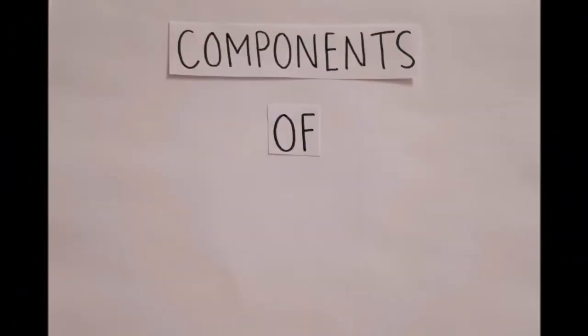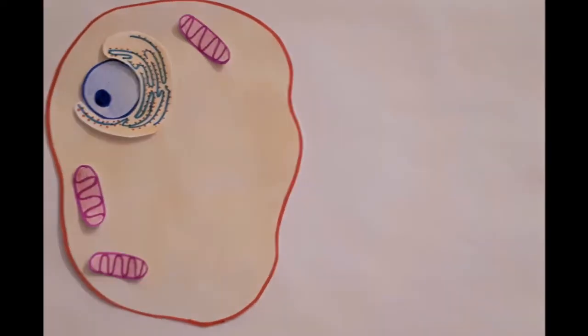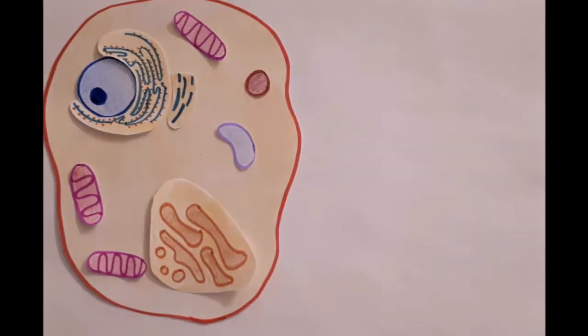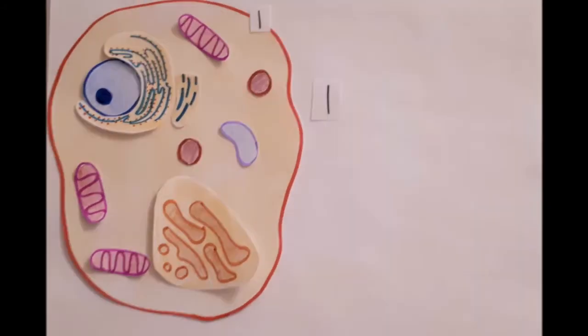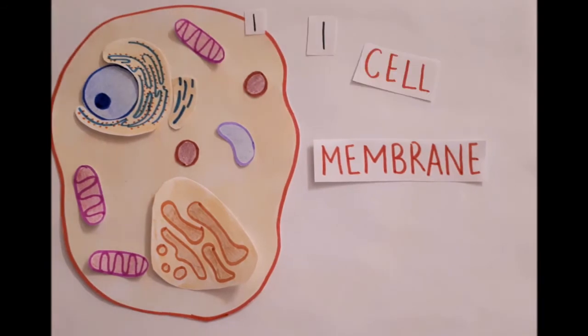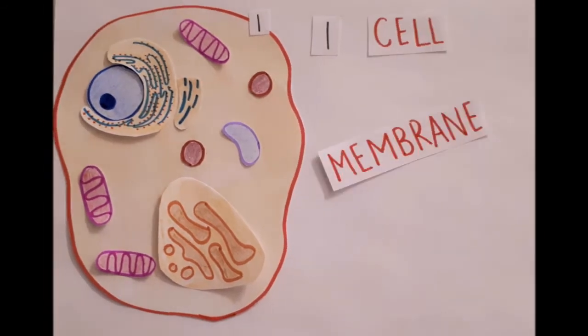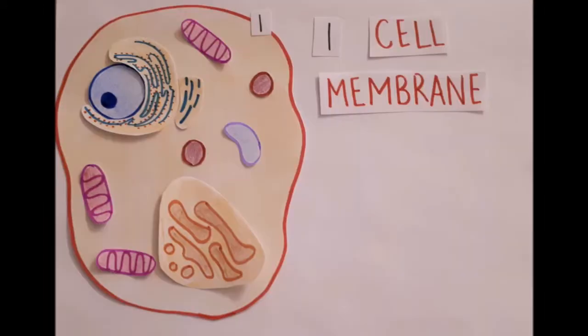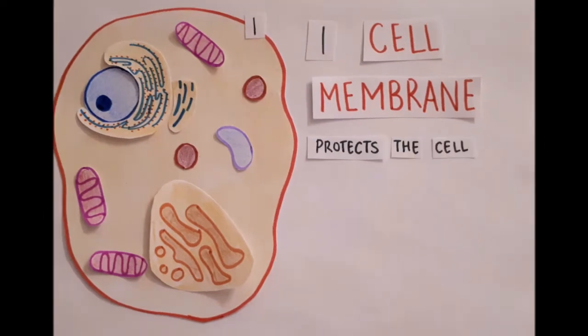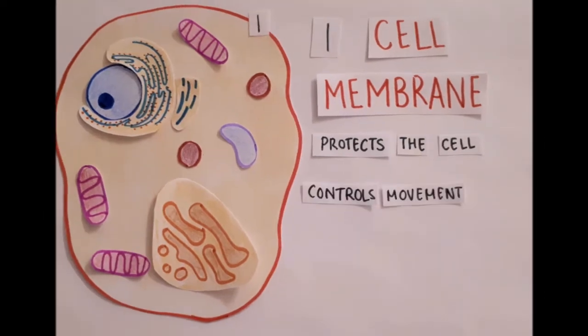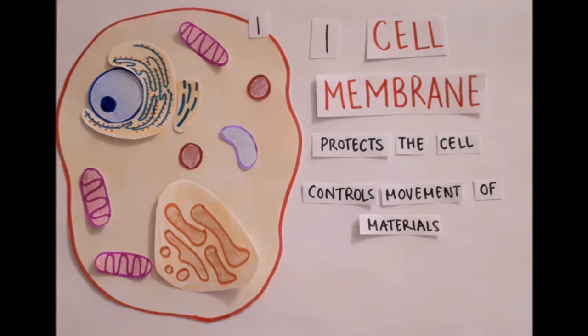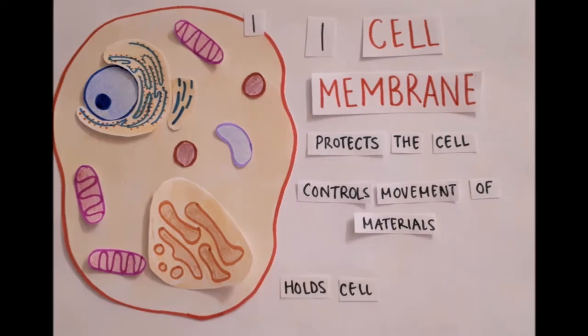Each cell is made out of multiple different components that all play a part to ensure proper functions take place. To better understand this, we will take a look at each of the following structures. The first structure, or the outer part of the cell, is the cell membrane, the part that protects the cell and controls movement of all material in and out of the cell. It also holds the cell content together.